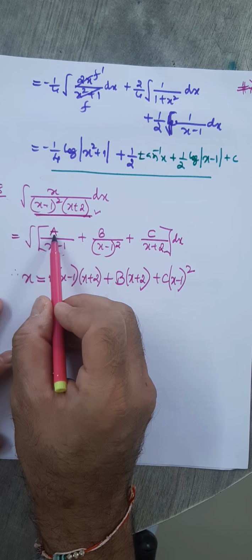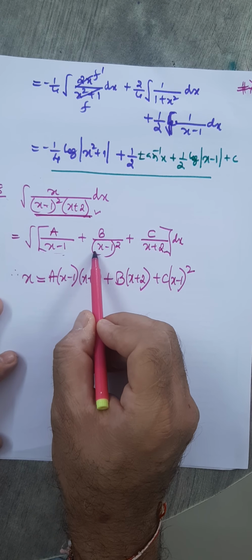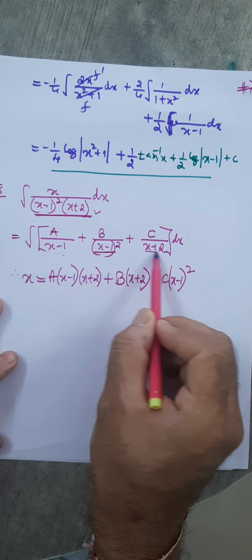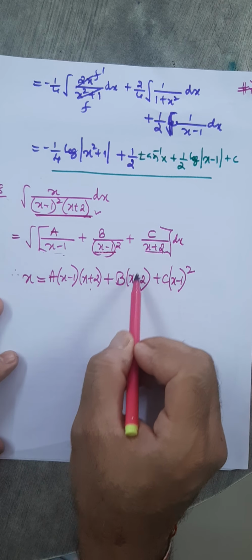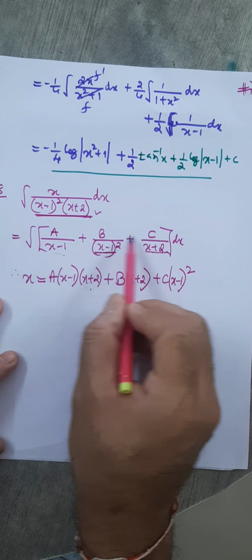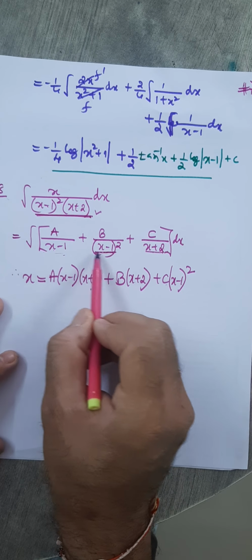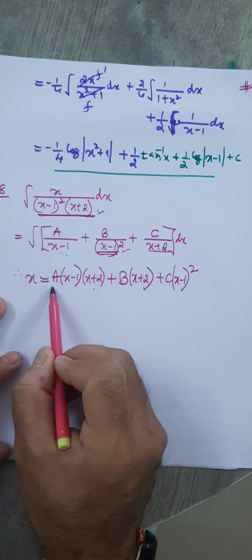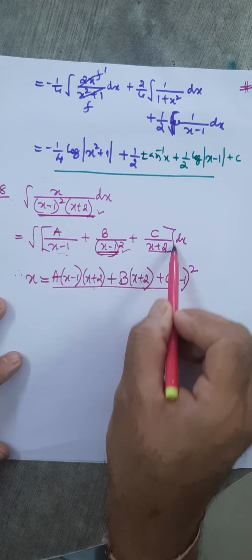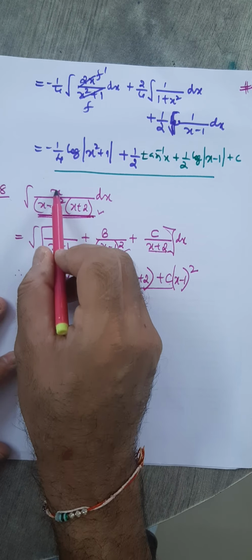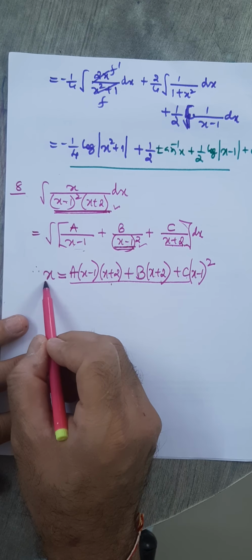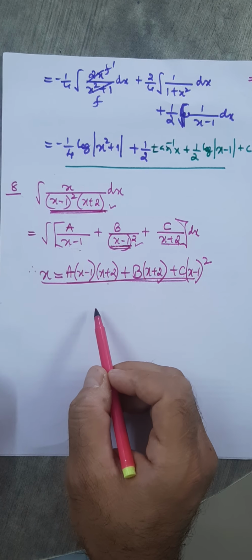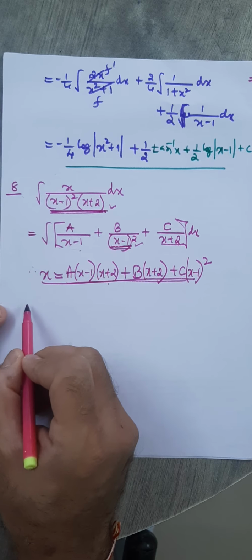A into (x minus 1), one factor, and (x plus 2), remember. B into (x plus 2) and c into (x minus 1) the whole square. This is the LCM here. Just check. The LCM should be the same. We are just going to compare the numerator. This should be clear to you, remember. Okay, now what do we do?